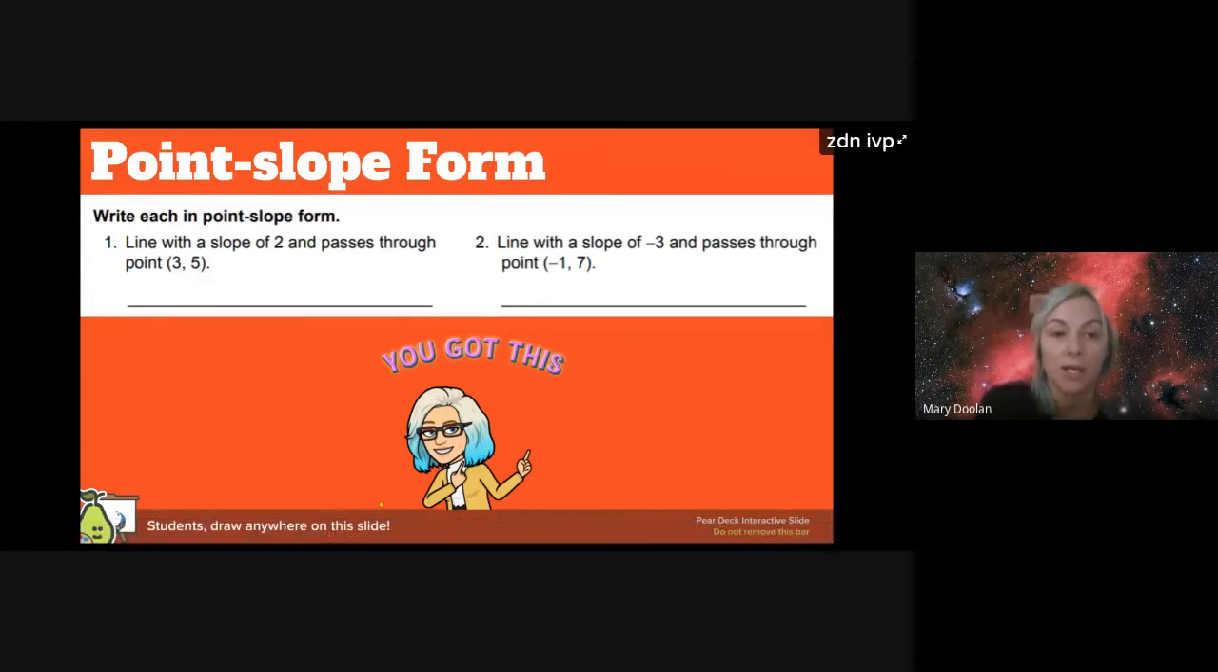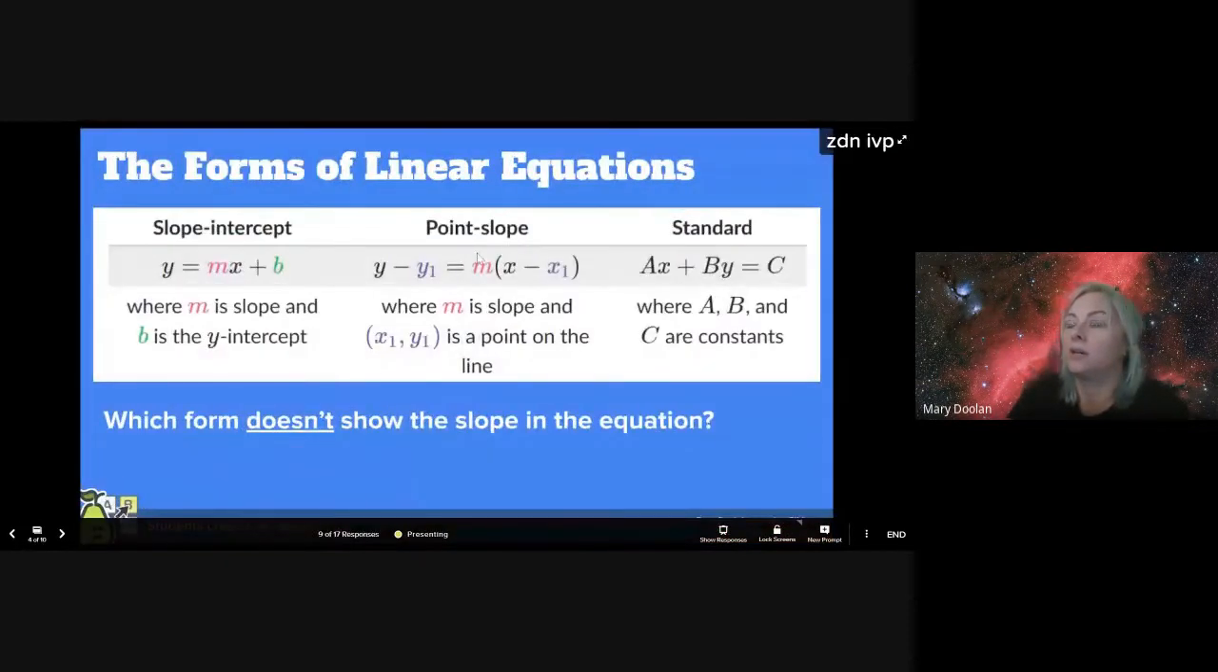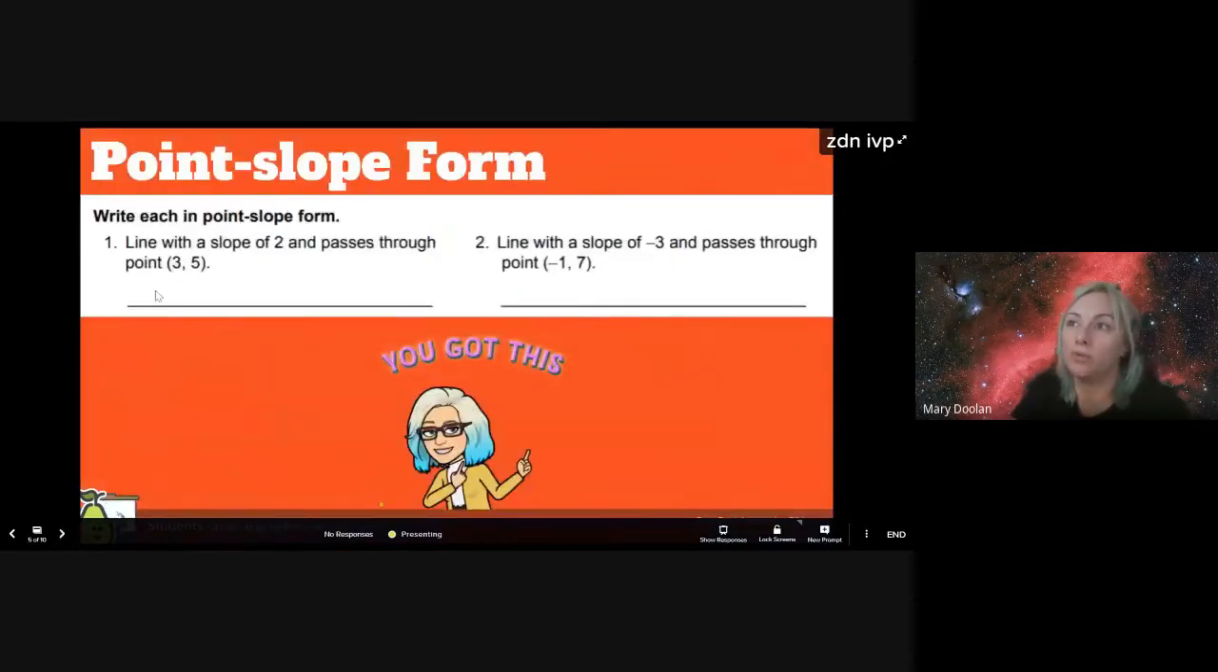So right here, point slope form. It says write each in point slope form. Number 1 says line with a slope of 2 and passes through the point 3, 5. Now, this is point slope form, and I'm going to do one of these with you. I know that the slope is given, and I know a point. So that's all you need to write the equation in point slope form.